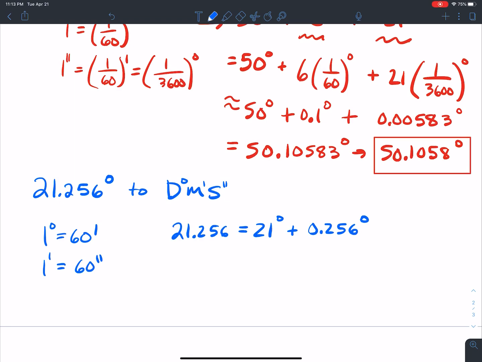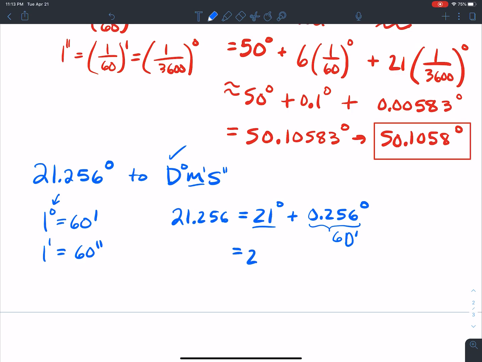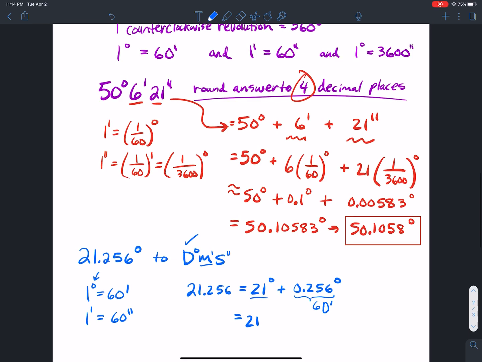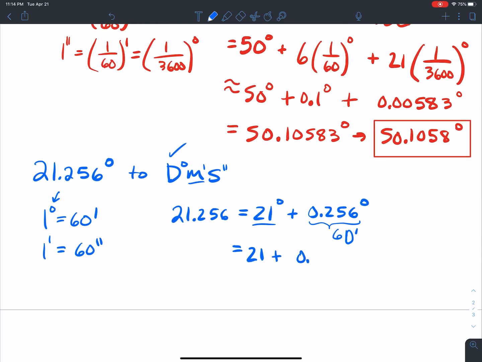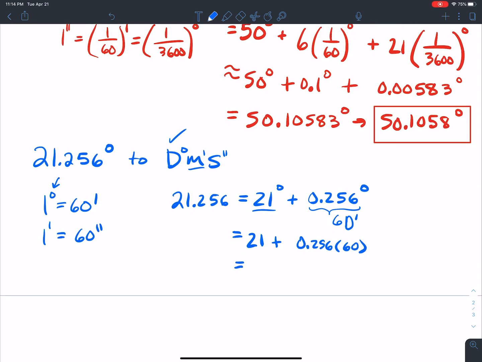So what do I have? The 21 is good to go. We've got the degrees part done. Now we need to do the minutes. Okay? So 1 degree is equal to 60 minutes, right? So I'm going to take this and multiply by 60 minutes. All right, so it's the exact opposite. To convert from minutes to degrees, I divide by 60. To convert back, I do the opposite of dividing by 60. I multiply by 60, so 0.256 times 60. Okay, and so what does this lead to? Well, it leads to 21 degrees plus 15.36 minutes, since I multiplied by 60 minutes.